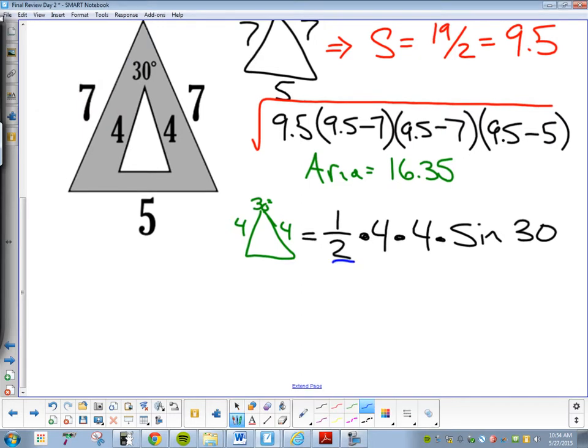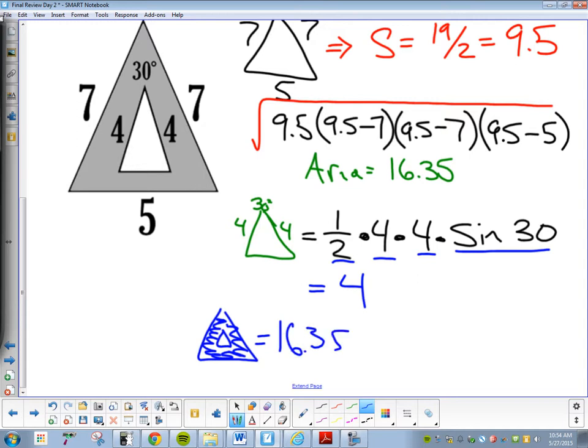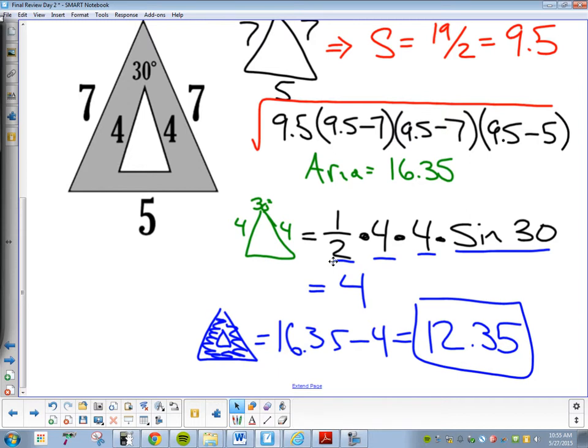So I take 1/2 times 4 times 4 times sine of 30. What do I get for this area? That area is just 4. Great. Is my answer 4? Is my answer 16.35? What do I need to do to find the area of the shaded region? Little shape from the big shape. So we're going to take 16.35 minus 4, which gets you 12.35. That right there is the area of the shaded region. Any questions with the triangle problems?